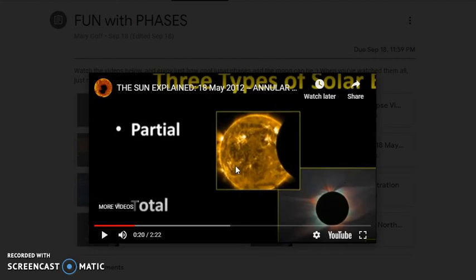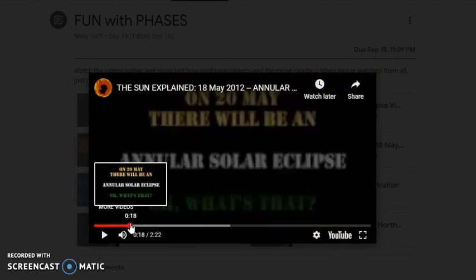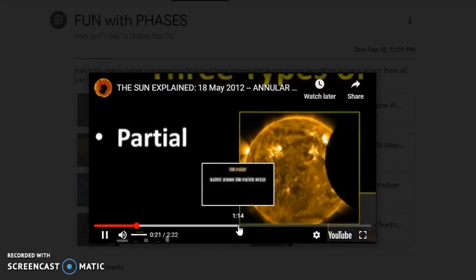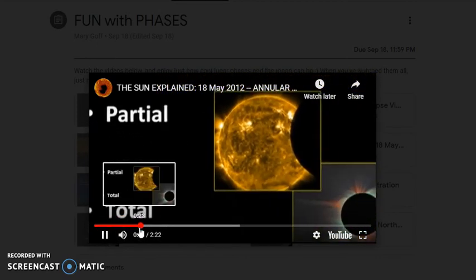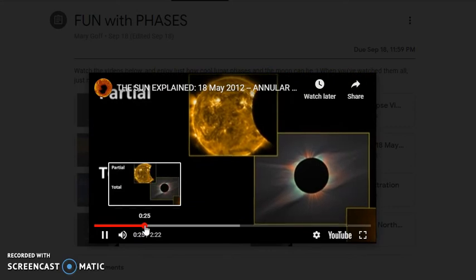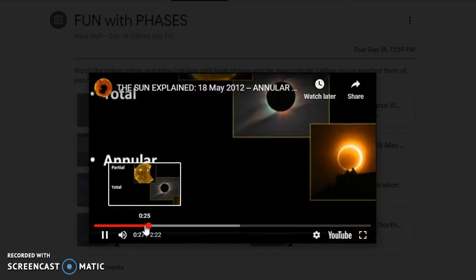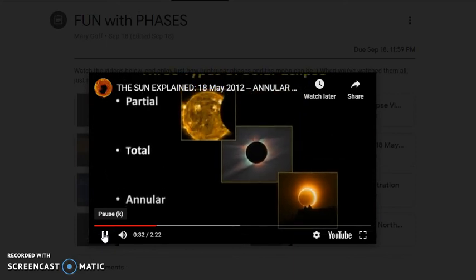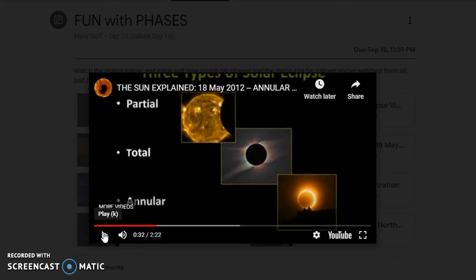outside of it. And then the last type is your annular eclipse. Okay, partial, total, and then annular. And in 2012, I actually went and looked at an annular eclipse, and it was this one. The guy that was making the video was talking specifically about the 2012 annular eclipse. And so I'll show you a couple of photos from that.